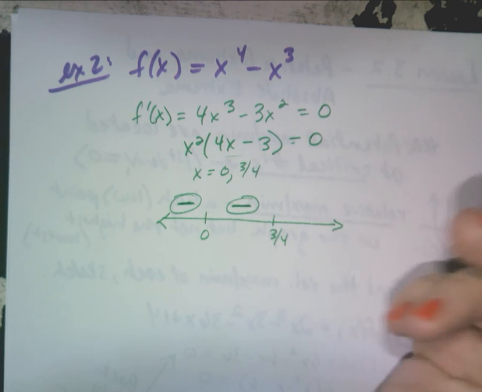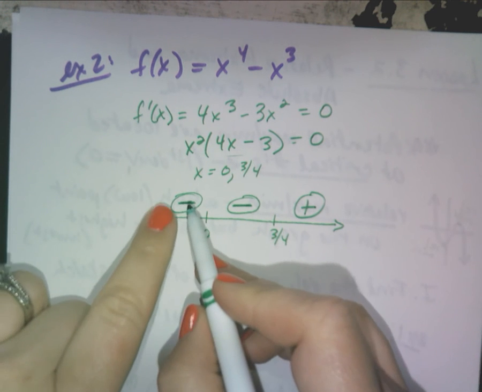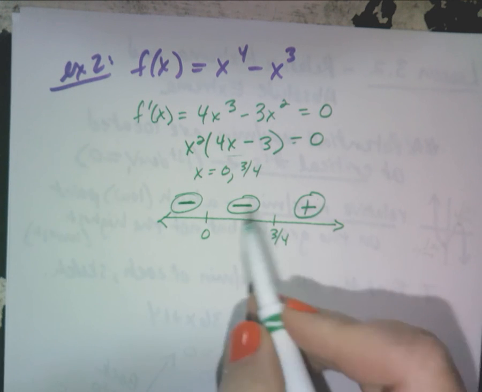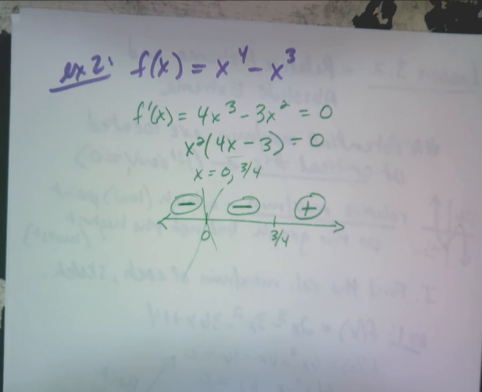For a number after 3/4, pick one, that would be positive. Okay, so negative, decrease. What is this? There's no change. Nothing there. Okay, that's not an extrema point. It could be a point of inflection. We'll learn about that later.